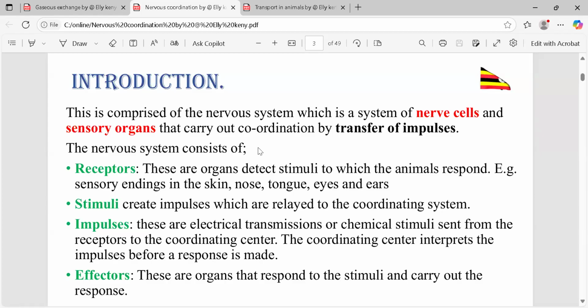Effectors are usually those parts that respond to the stimulus. For example, if you see a snake, the snake shall be the stimulus. What shall receive the stimulus shall be the eyes. Then the information shall be sent to the brain and then interpreted. The interpretation shall be giving muscles enough energy to help you run away. So in this case, the effect is on the muscles. So the muscles shall be the effectors.